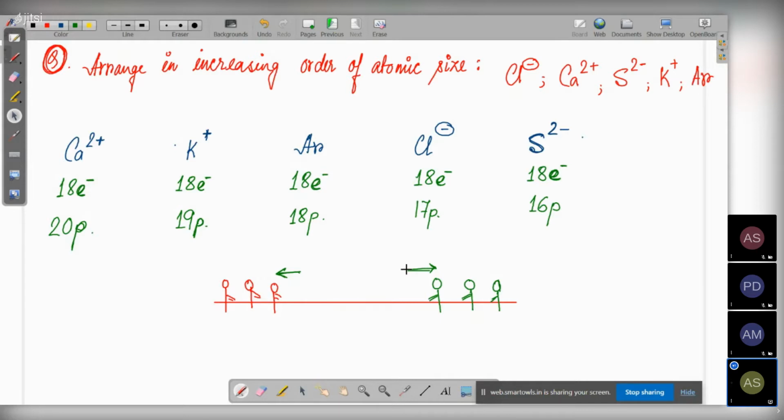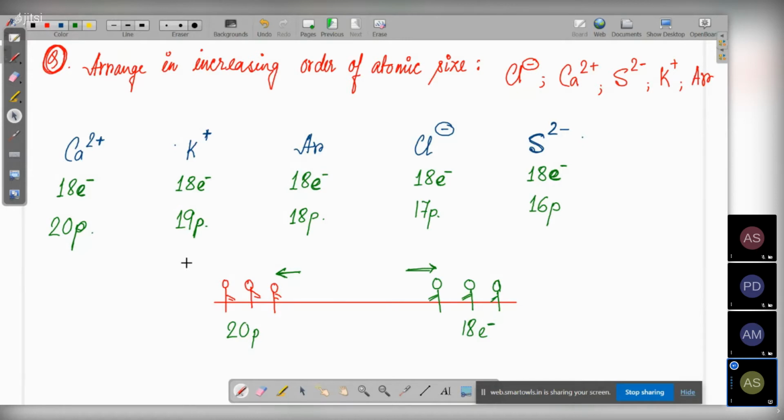Anyways, think of this also as a kind of tug of war game. So over here for calcium 2 plus, how many protons are there? There are 20 protons. So on this side you have 20 protons. And on the opponent side, how many do you have? 18 electrons. So obviously 20 protons will be more powerful than these 18 electrons.